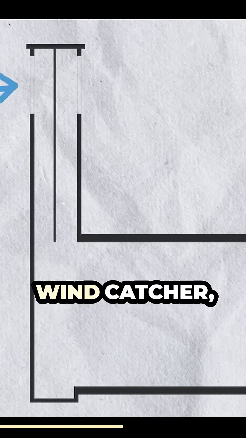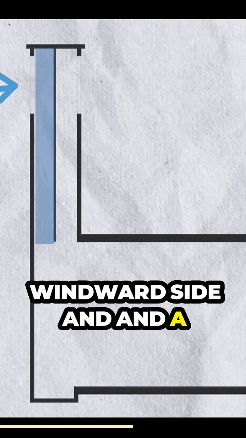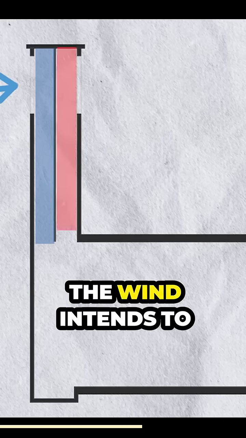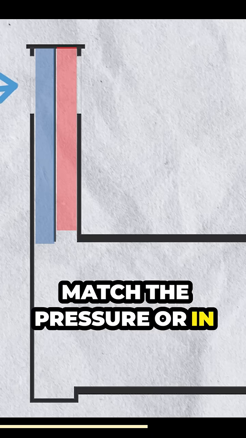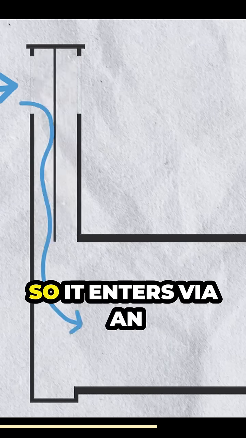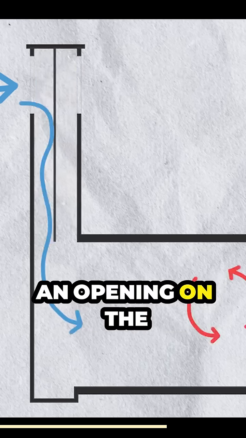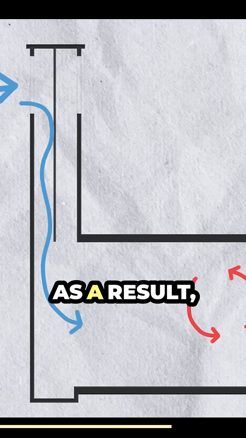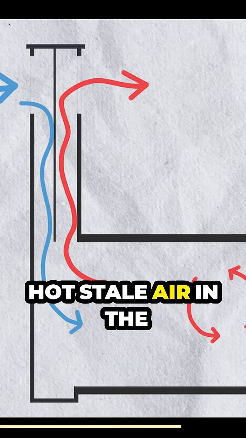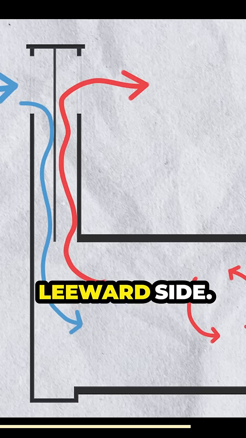When the wind hits the windcatcher, it creates a high pressure zone on the windward side and a low pressure zone on the leeward side of the windcatcher. The wind tends to match the pressure, or in other words, flow from high pressure region to low pressure region. So it enters via an opening on the windward side and exits through an opening on the leeward side. As a result, fresh air enters through the windward side, and hot stale air in the indoor tends to move towards the negative pressure region on the leeward side.